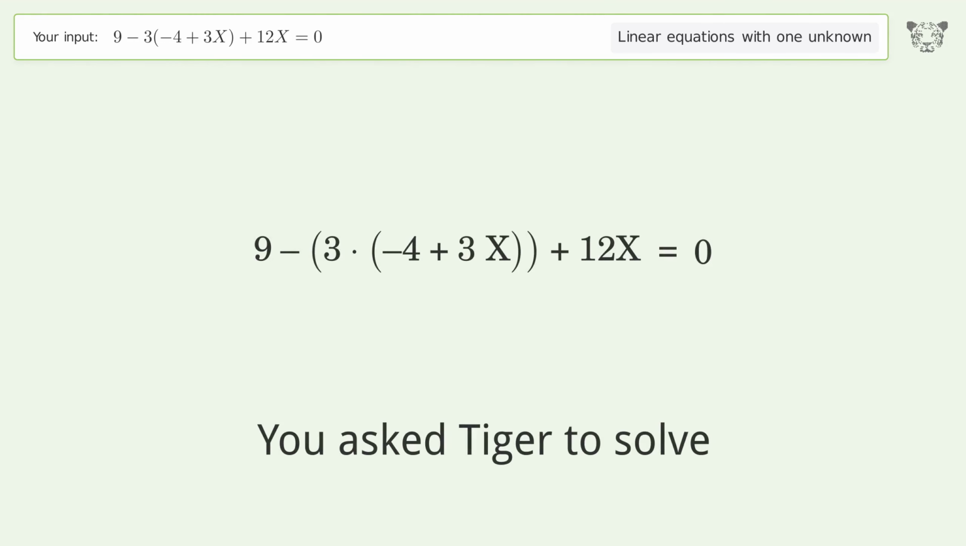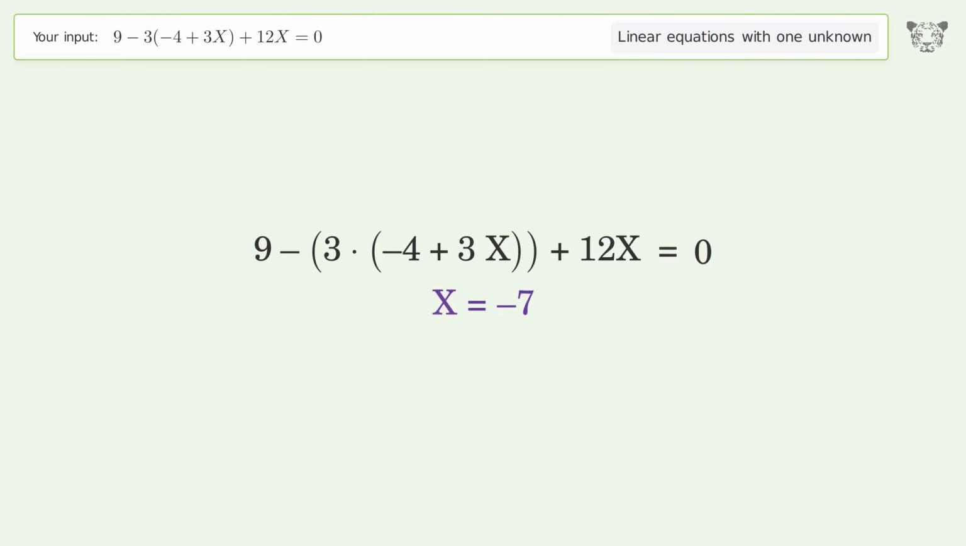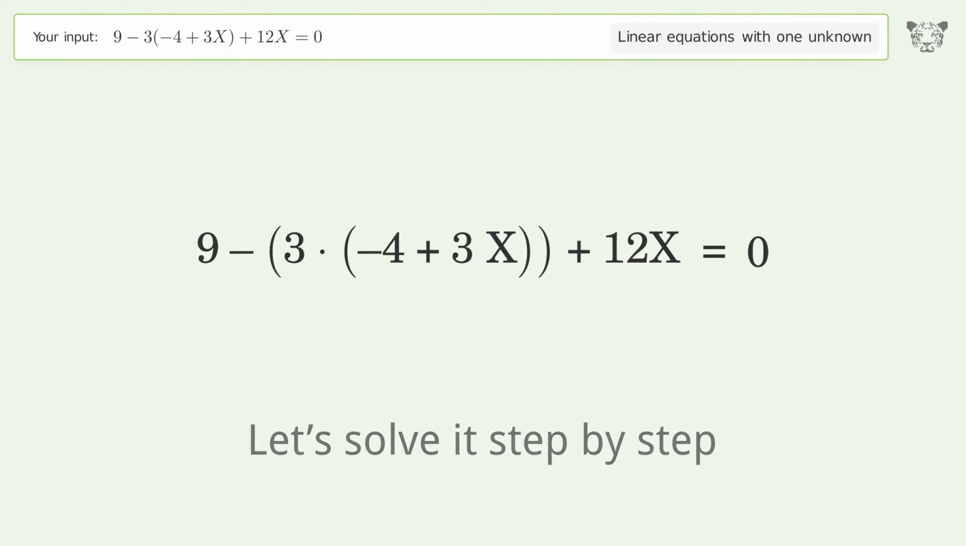You ask Tiger to solve this. This deals with linear equations with one unknown. The final result is x equals -7. Let's solve it step by step.